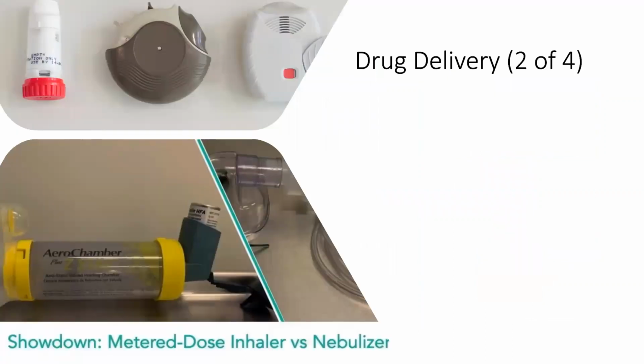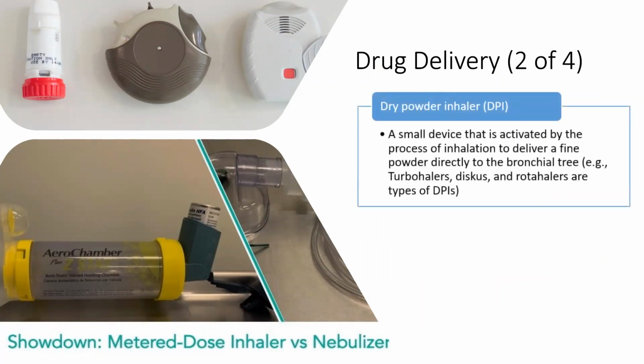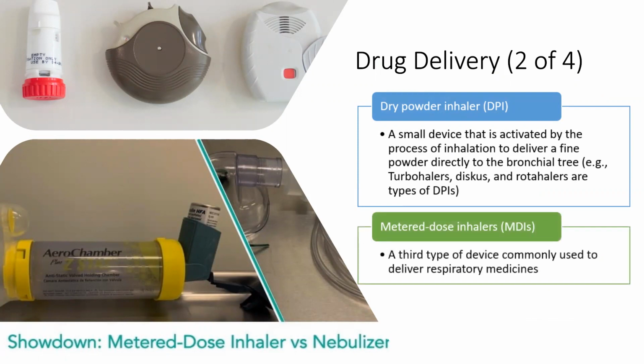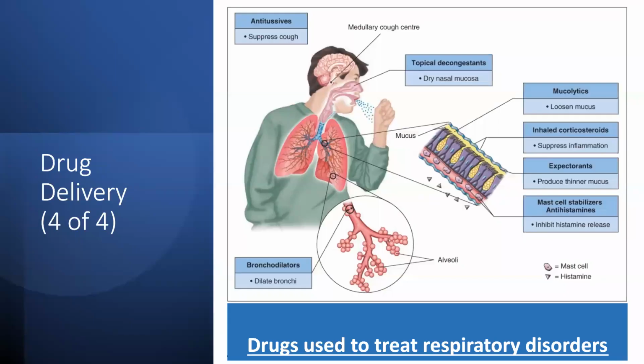Then we also use metered dose inhalers and dry powder inhalers, called DPI. This is a small device that is activated by inhalation to deliver a fine powder directly to the bronchial tree. For example, turbohalers, discus, and rotahalers are all types of dry powder inhalers. Then there are metered dose inhalers, as shown here with an aerochamber. It is a third type of device commonly used to deliver respiratory medicines.